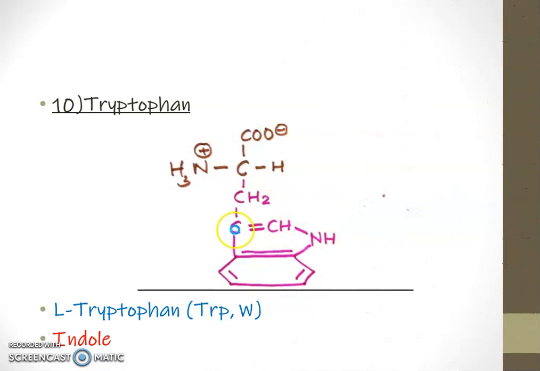Next is tryptophan. This is the indole group present here. Here the one-letter symbol is W. It is also different, whereas the three-letter abbreviation is also different, like TRP. So there are certain amino acids where the three-letter abbreviation and the one-letter code doesn't coincide with the first three letters of the amino acid.